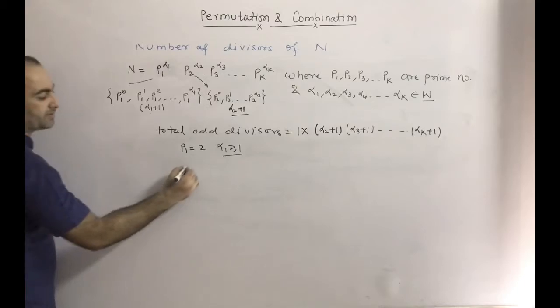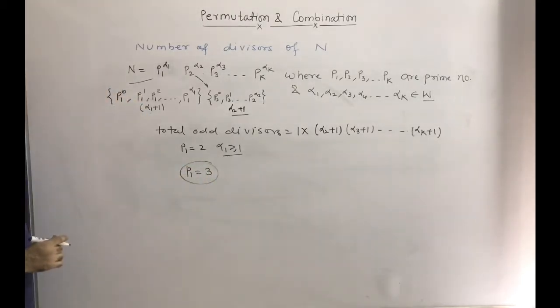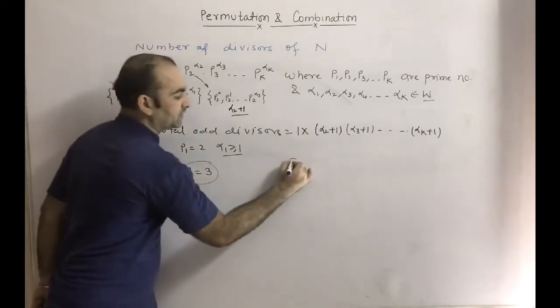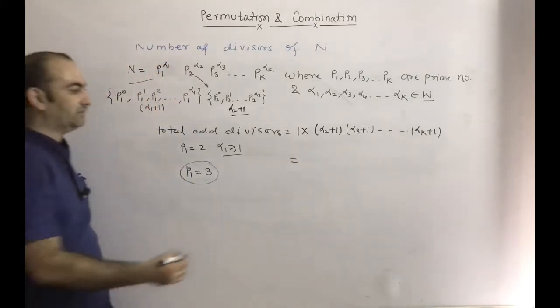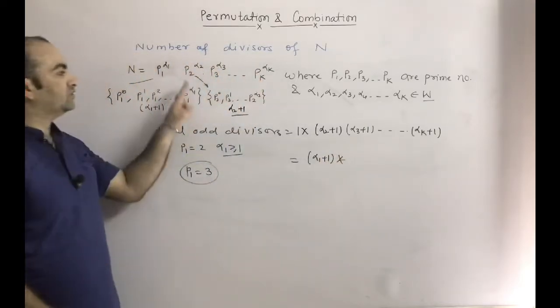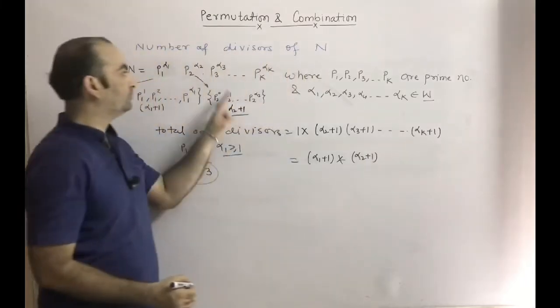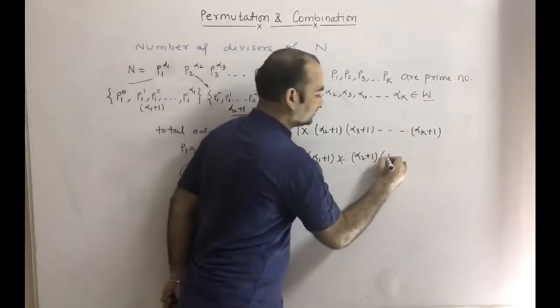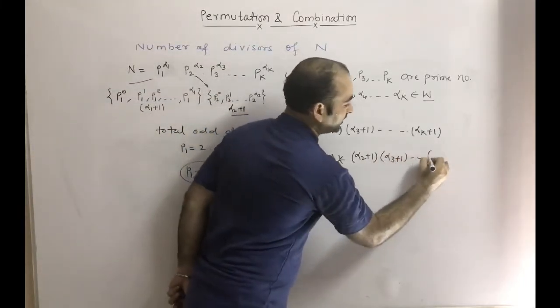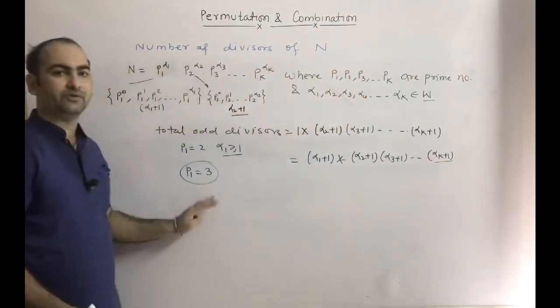If the least prime number is P1 equal to 3, then what is the total divisor count? Selection of P1 is how many ways? Alpha 1 plus 1. Selection of P2 is Alpha 2 plus 1. Similarly, selection of P3 is Alpha 3 plus 1, and so on. Selection of Pk is Alpha k plus 1. So we'll get the total odd divisors.